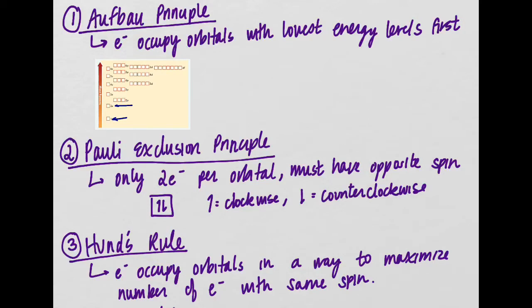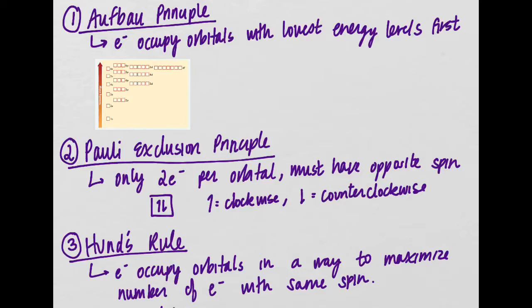Alrighty, today we are going to finish going over 5.2. Remember yesterday in the video, we talked about these 3 rules for writing electron diagrams and longhand and shorthand, for writing electron configurations, okay? So we have these 3 rules. We have the Aufbau principle. And remember, this tells us that electrons occupy orbitals with the lowest energy levels first.